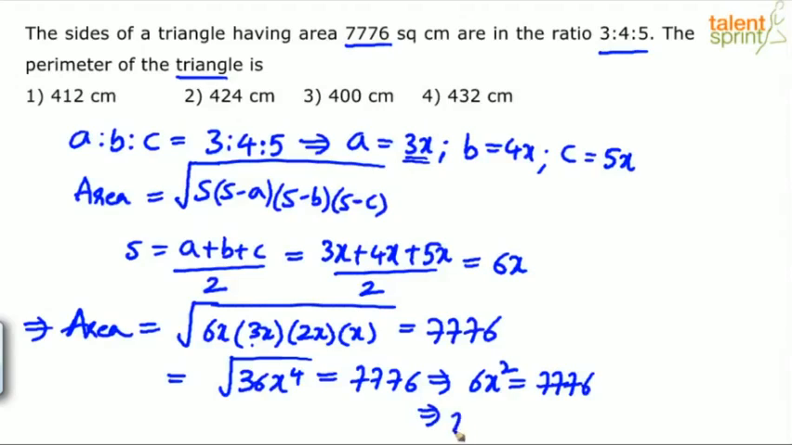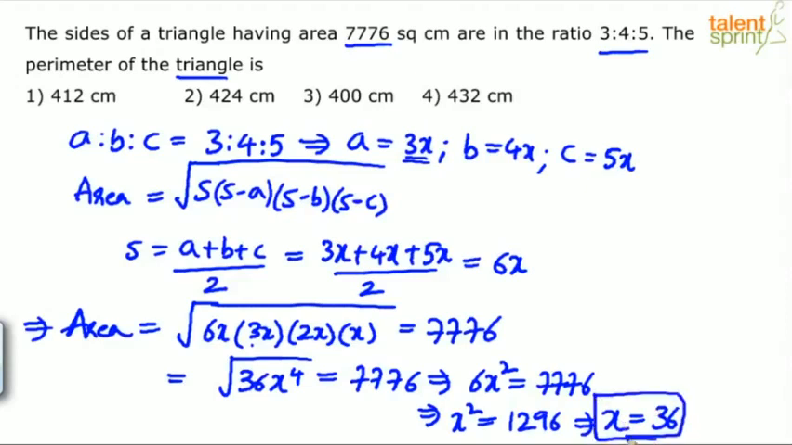Or we can say x squared will be 7776 by 6, which will be 1200 plus 50 plus 40 plus 6, 1296. x squared will be 1296. So x will be equal to what? x will be equal to 36 because 36 squared is 1296. That's it. So you know the value of each of those parts.